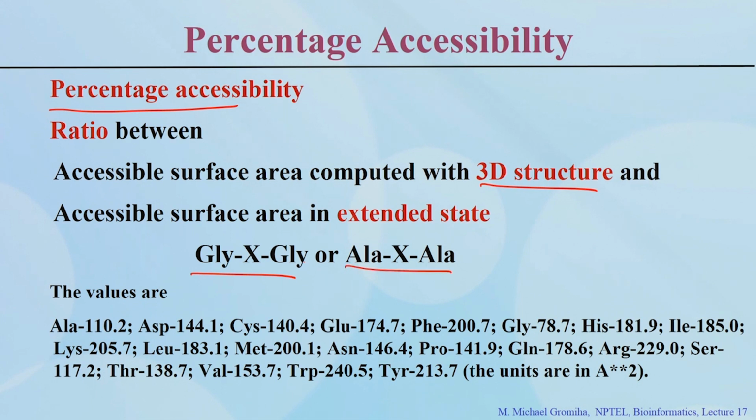Why do they use glycine x glycine? It does not have a side chain. Yeah, glycine has no side chain. So, in this case, if the central residue is any residue, it is highly accessible because the neighboring two residues do not have any side chain.